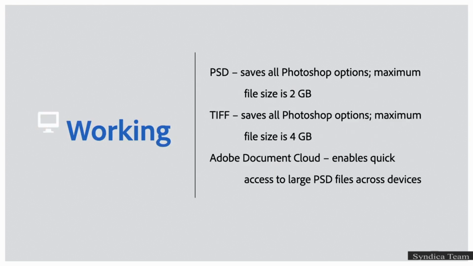The next group of file formats are used to save what I would refer to as your working or your master files. They're used primarily when you're saving your multi-layered documents from Photoshop. They include PSD and TIFF and the Adobe Cloud Document format. Both PSD and TIFF files save all of Photoshop's features such as layers and masks and type and shape layers and smart objects and paths and much, much more.